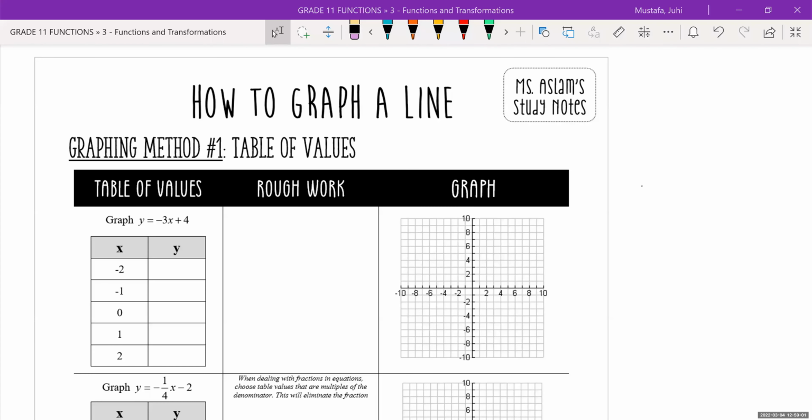How to graph a line. There are 3 different methods to graph a line. The first one is table of values. So if I were to give you a formula like y is equal to negative 3x plus 4.